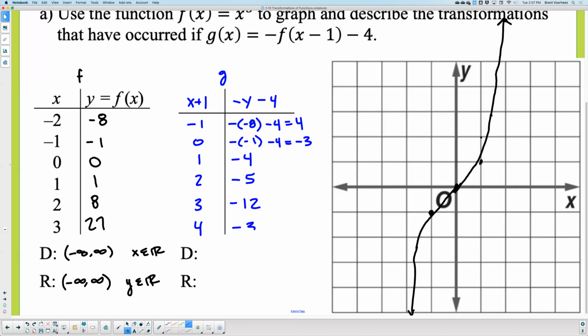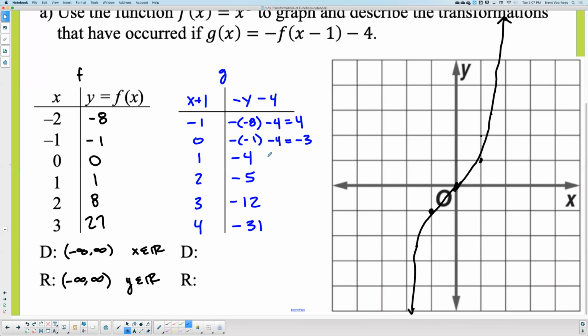-27 minus 4 more. Okay, so let's plot the ones that we can fit on this graph here. (-1, 4), I can plot that. (-1, 4), (0, -3), (1, -4), and (2, -5). Those are the only ones I can fit in this graph. So this is my S curve coming through this way, my S curve coming around this way. Like that. And that would be g. This was f.